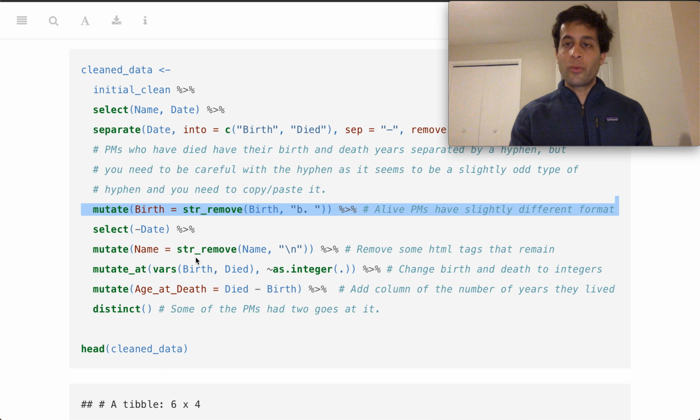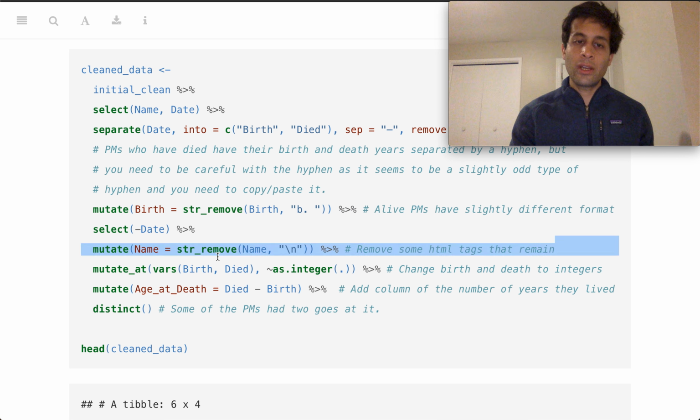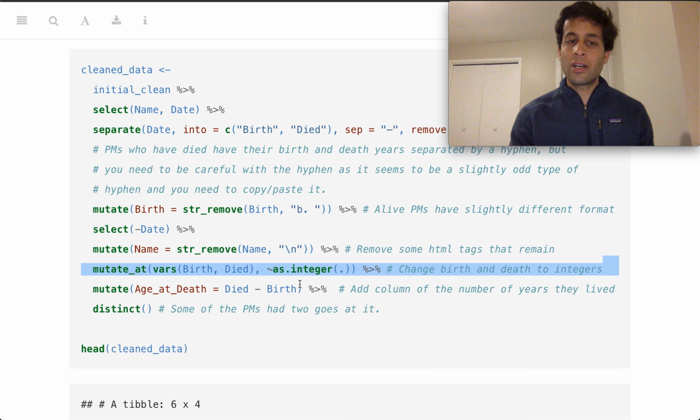And then finally, we just need to do a little bit of cleaning around the names, removing some of the remaining HTML tags, and fixing up the class. So that's what's going on here. That's just removing some of the HTML tags, fixing up some of the classes, and then creating our age at death.